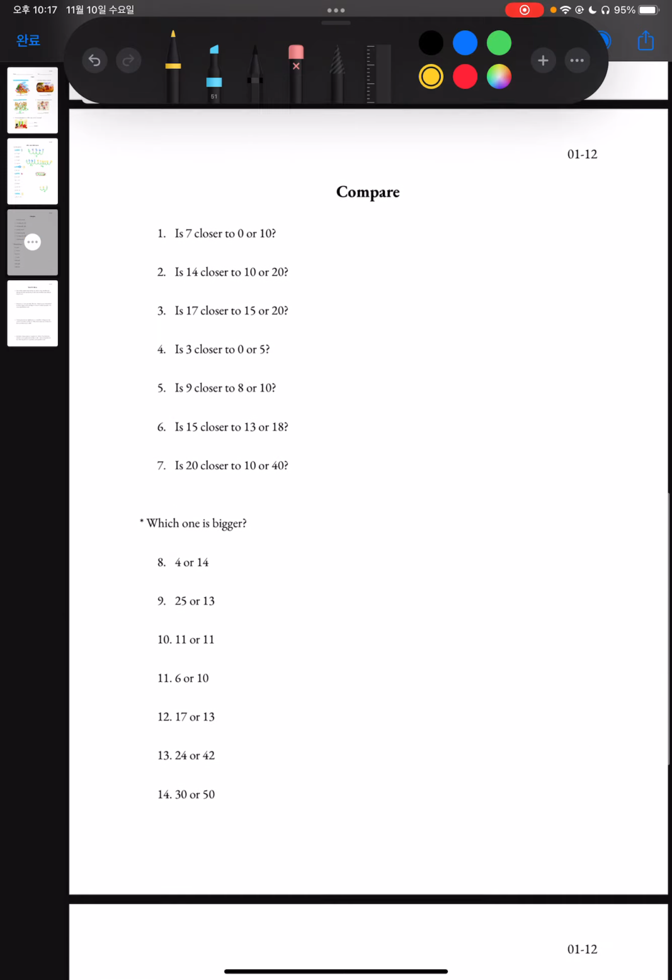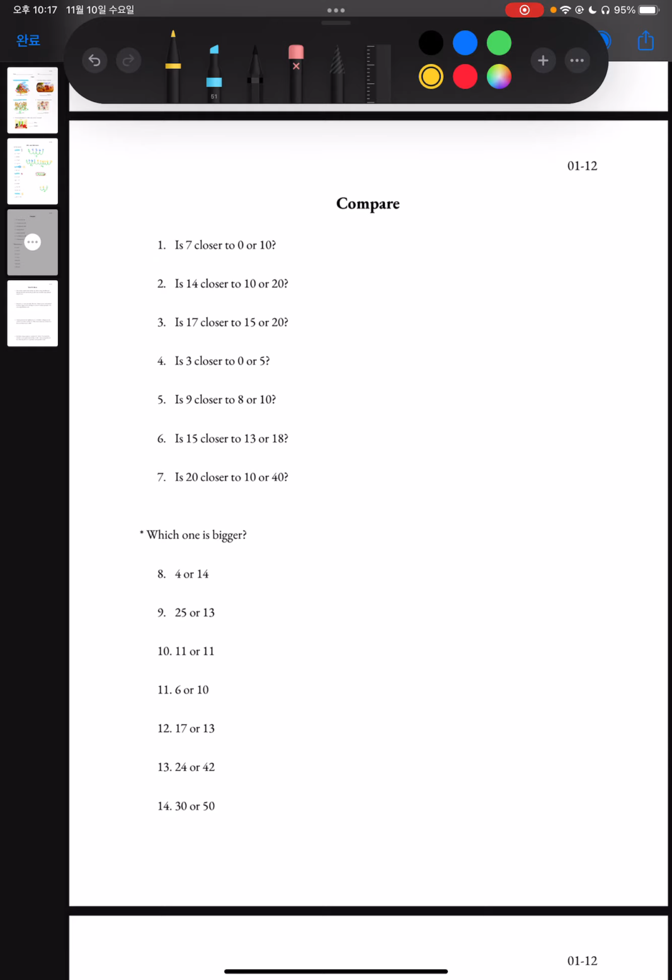Now let's move on to comparing. So let's look at number 1. It asks, is 7 closer to 0 or 10? So let me do a number line. 0 and 10. In the middle is 5, and we can fill it in with 1, 2, 3, 4, 5, 6, 7, 8, 9, 10. And what we're doing right now is looking at this number 7 and seeing if it's closer to 0 or 10.